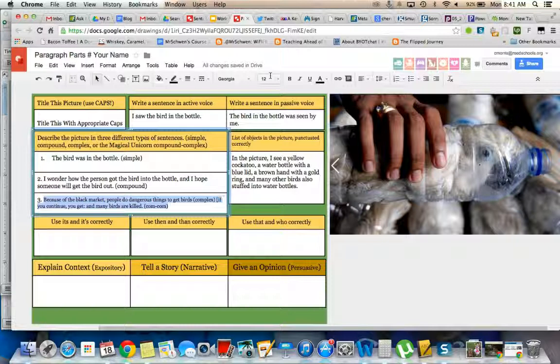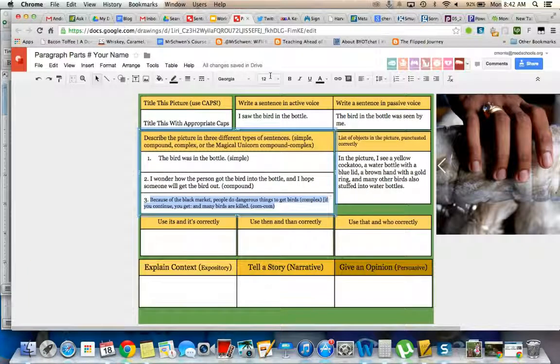So you can use a simple, like the birds were hurt. So let's see, you have 2 simple sentences there. So you can use simple or you can use the compound complex, which is, here's my example. Because of the black market, comma, that's the dependent clause. People do dangerous things to get birds, and many birds are killed. So I have 2 simple sentences and a dependent clause, meaning part of a sentence.